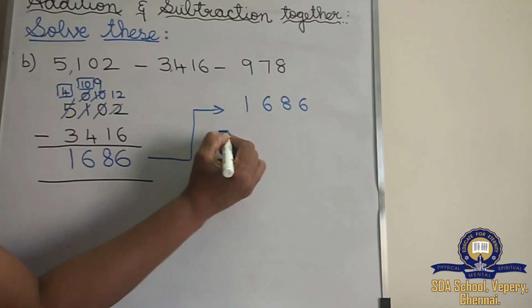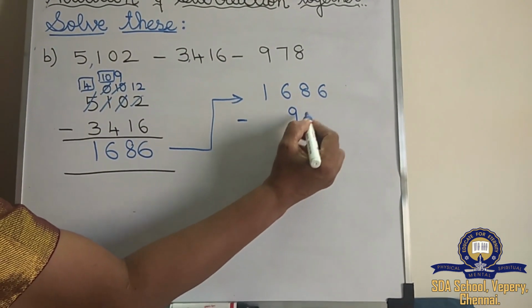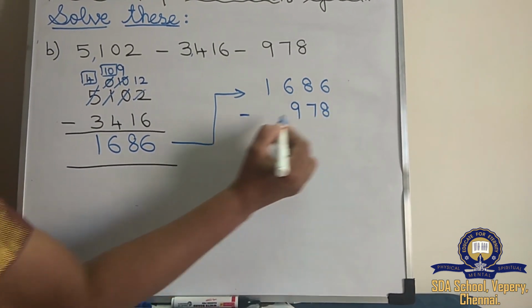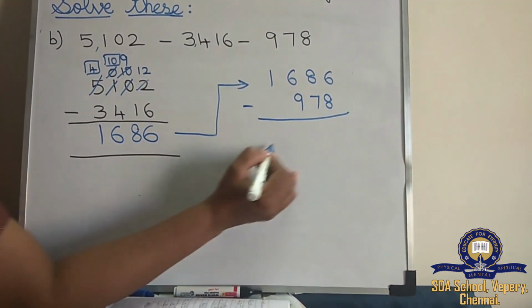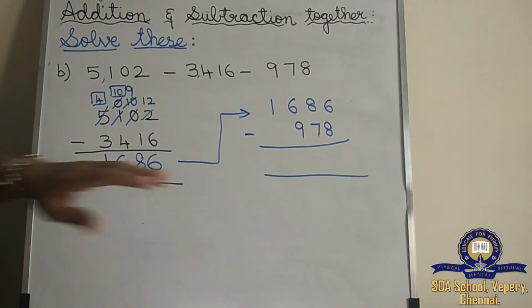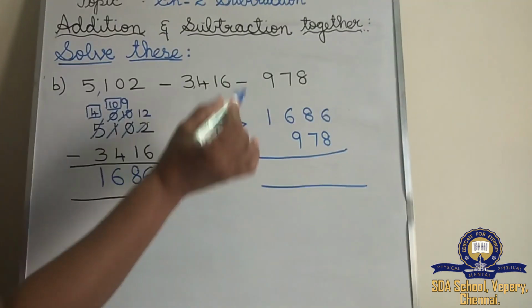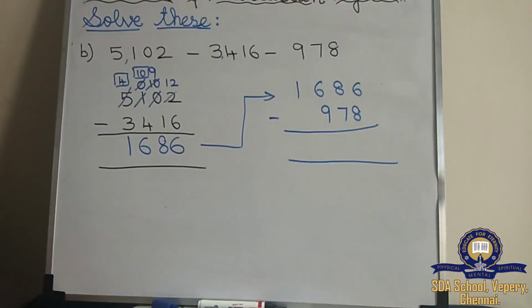1686 minus this answer you have to write. See, here only 3 digits. So what you have to write? Yes. Now what you have to do? You have to subtract. Here, see, both the symbols are subtraction. So you have to subtract only.